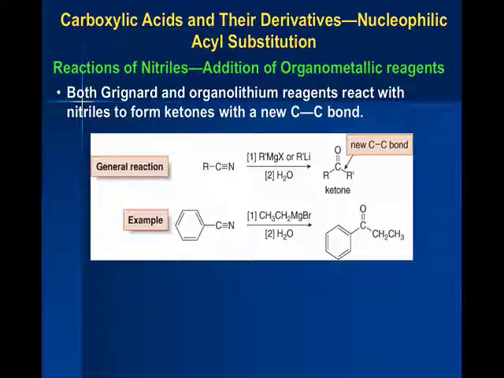Okay? So let's see if we can't figure out the mechanism. So let's start with a nitrile, and let's use methyl magnesium bromide. How will this reaction occur to give me a ketone? What's going to be the first step?